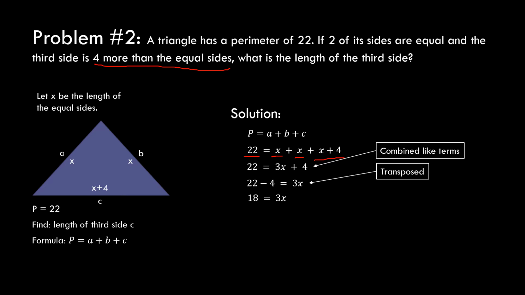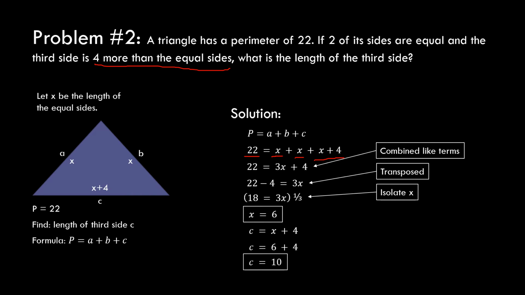So in this part, we are going to isolate the x. So what we are going to do is multiply both sides of the equation by 1/3. After that, we are going to get x. So x is equal to 6. So we are not going to stop here because x is only the value of the equal sides. What we are going to find is the value of C. So to find that, we're going to write the equation C equals x plus 4. Substitute the value of x, which is 6. So we're going to get 6 plus 4 equals 10. So the length of the third side is 10.